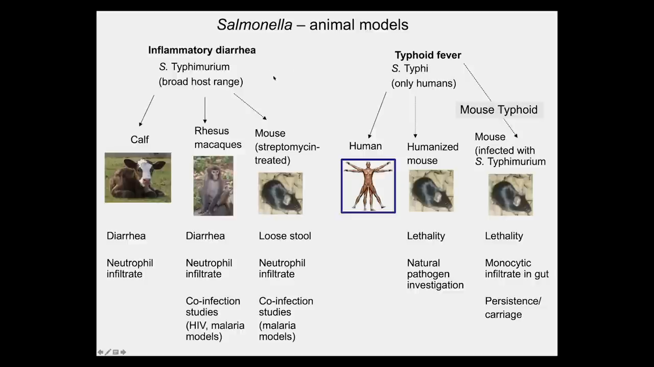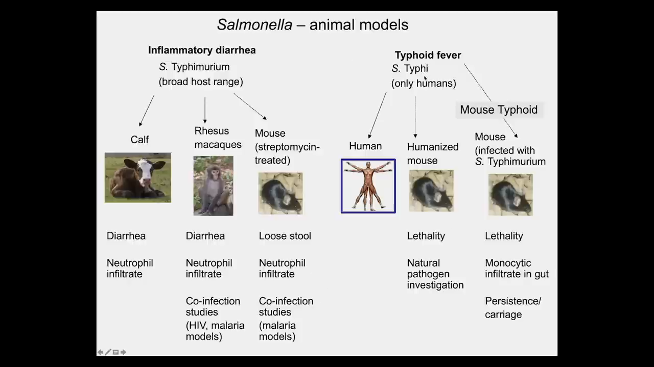So inflammatory diarrhea is caused by Salmonella typhimurium and other serovars that have a broad host range. And that's why there can be a broad use of animal models that include calf and rhesus macaques. These develop a disease that is fairly similar to humans, with diarrhea and neutrophil infiltrate. And macaques have also been used in co-infection studies, like, for example, with HIV and in a malaria model. The mouse model that is used is the streptomycin-treated mouse model, which does not develop diarrhea, but develops some loose stools with neutrophil infiltrate and can also be used for co-infection studies.